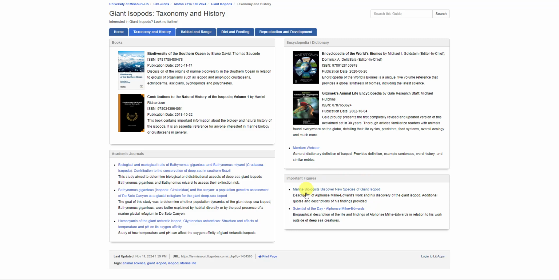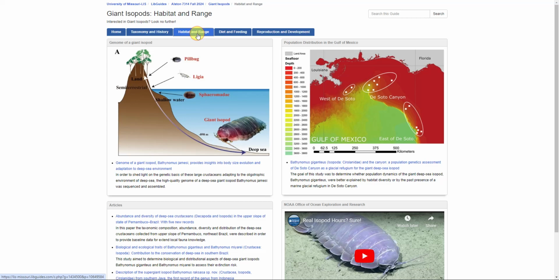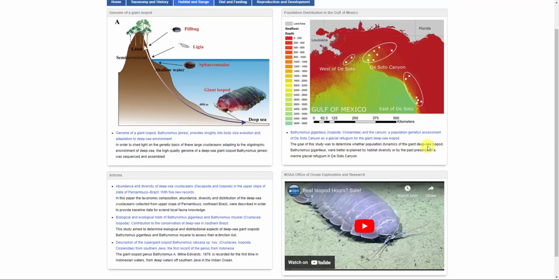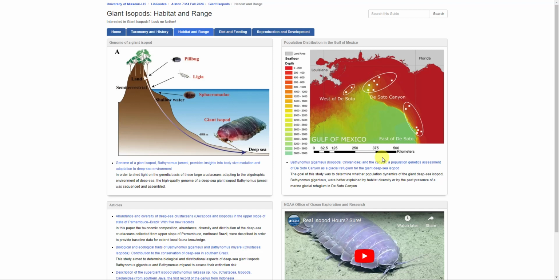And we have our important figures section here, which will give you biographical information on the scientists who actually discovered the giant isopod species. Moving forward, we're going to look at habitat and range. We have some really cool pictures here which will depict the distribution of giant isopod habitats, as well as here we're looking at where isopods can be found from semi-terrestrial all the way to the deep sea, which is where giant isopods can be found.